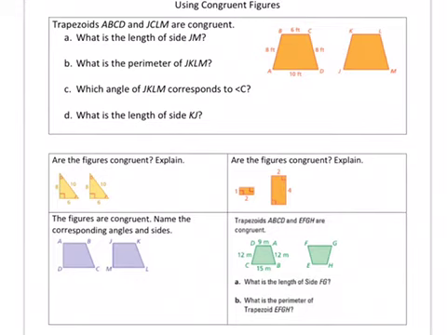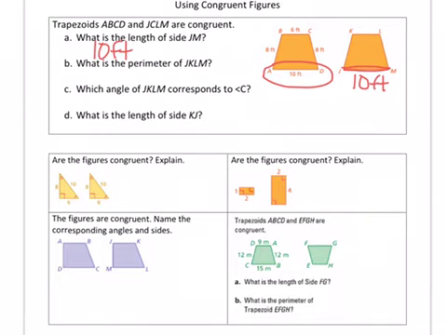Now we're going to use congruent figures to find the answers for different questions. The trapezoids of ABCD and JKLM are congruent. What is the length of side JM? So if JM is right here, we need to find the corresponding side from the first polygon. I can see that the longest side of the first polygon is side AD, which is 10 feet. Because it's corresponding sides, that means that JM is also 10 feet because they are congruent or the same.